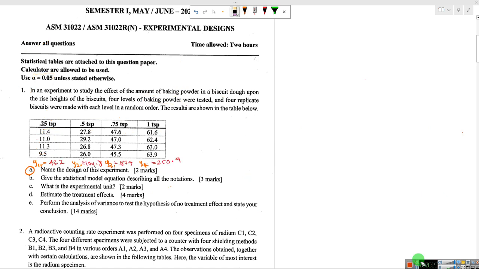Okay, now I have just calculated the totals of each treatment. Now let me take some assumptions, right? A is the number of treatments, and B is the number of replicates in each treatment. Now I am going to estimate the treatment effect, that is SS treatment, right?